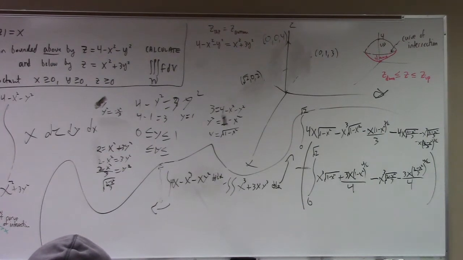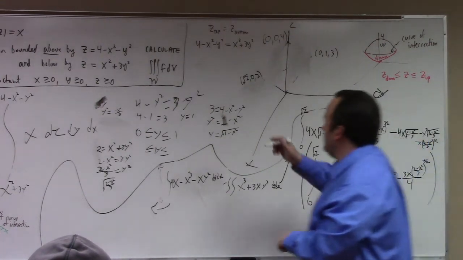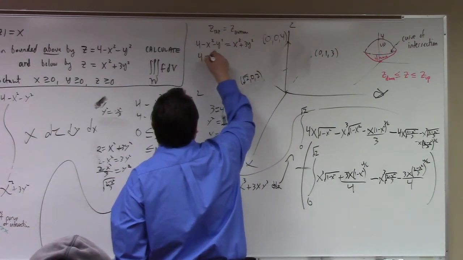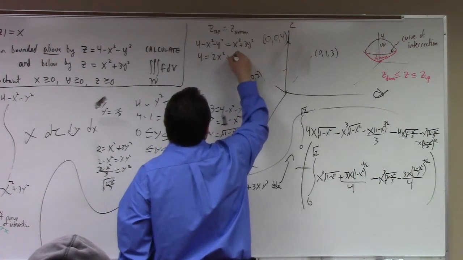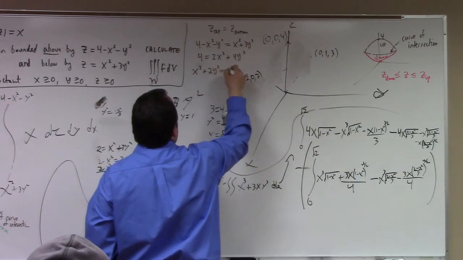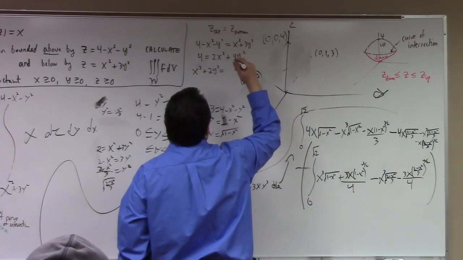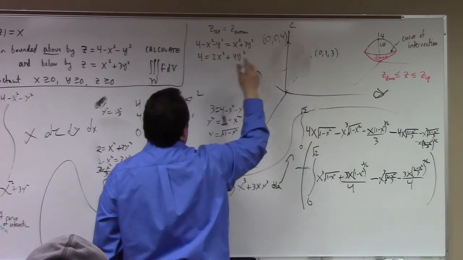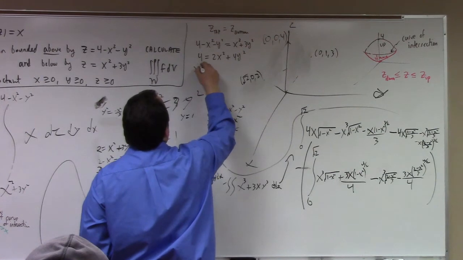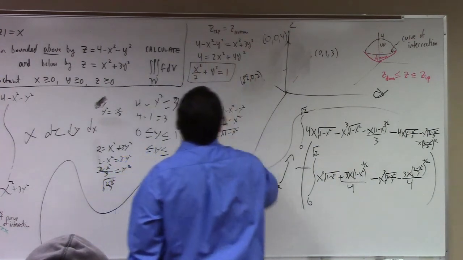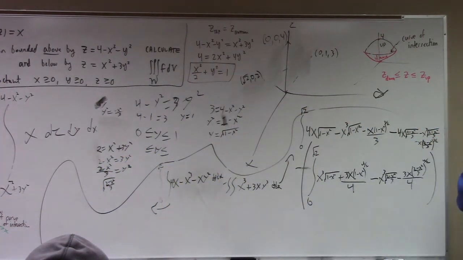Well, anyway, that equation describes the curve of their intersection. Okay, so what is that? Let's solve that. What does that give us? That gives us that 4 is equal to 2x squared plus 4y squared. Let's be civilized and divide this by 4. So x squared over 2 plus y squared equals 1. That's an equation for their curve of intersection, all right?